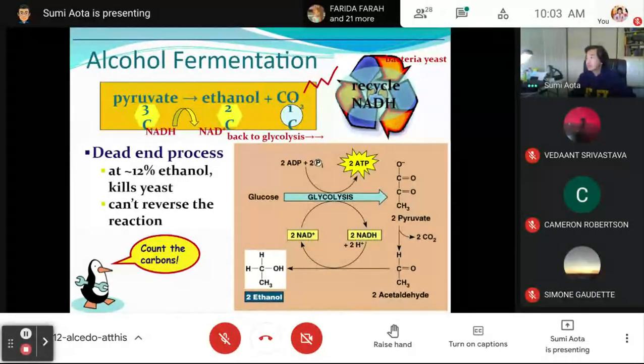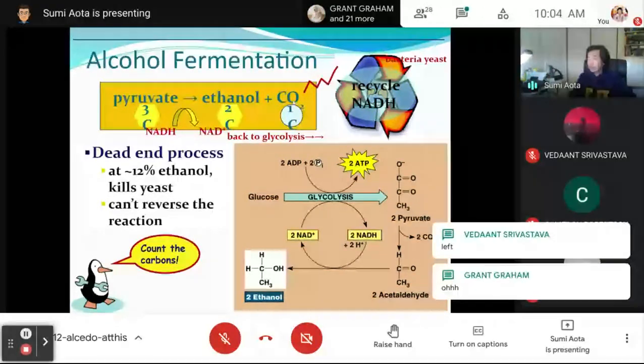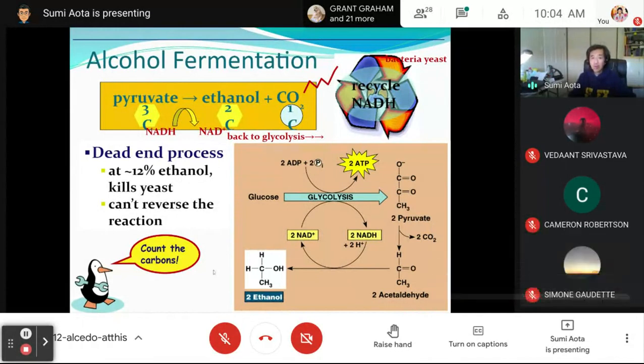There is no way to get this 2-carbon molecule back to a 3-carbon molecule, because what's happened to the CO2? The CO2 didn't stick around inside the cell. It got removed as waste. Since it's been removed as waste, there's no way this ethanol can grab another carbon from anywhere to get back to pyruvate. Therefore, the ethanol sticks around, can't get back to pyruvate, and at 12%, it kills the yeast.